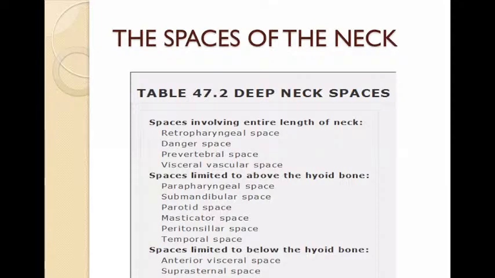If you see an infection, these are the regions, the spaces that are more likely to be involved. The spaces below the hyoid bone are usually few, and they're rarely infected unless by direct trauma or direct inoculation. But the spaces that are very dangerous are the retropharyngeal space, the danger space, and the prevertebral space. These are usually very risky.